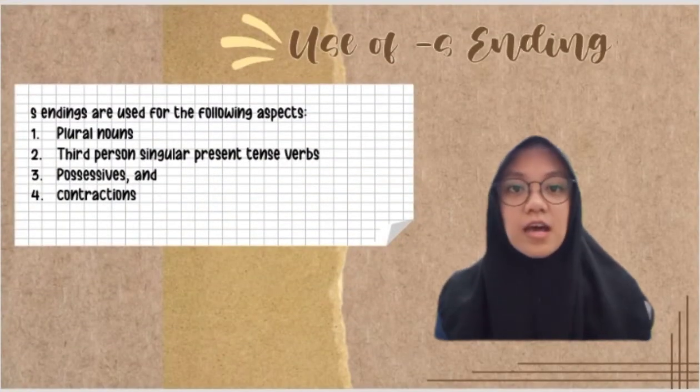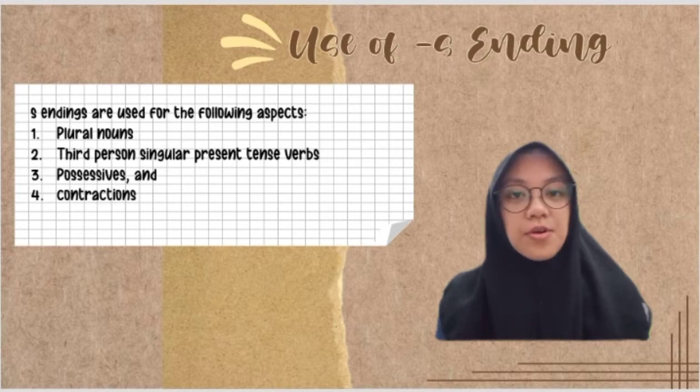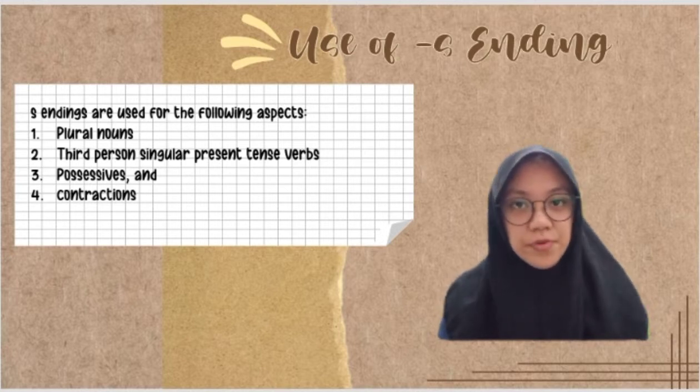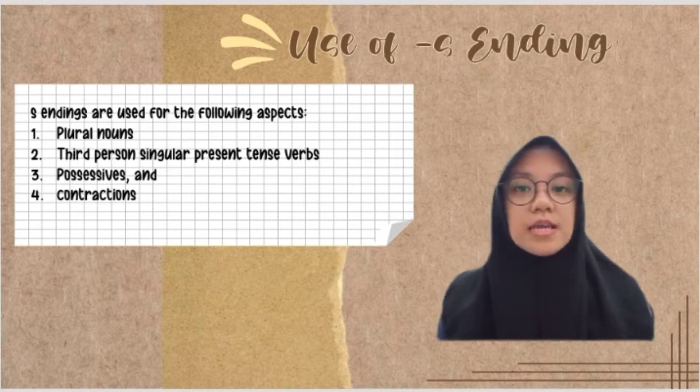S endings are used for the following aspects. First, plural nouns. Second, third person singular present tense verbs. Third is possessive. And the last one is contractions.